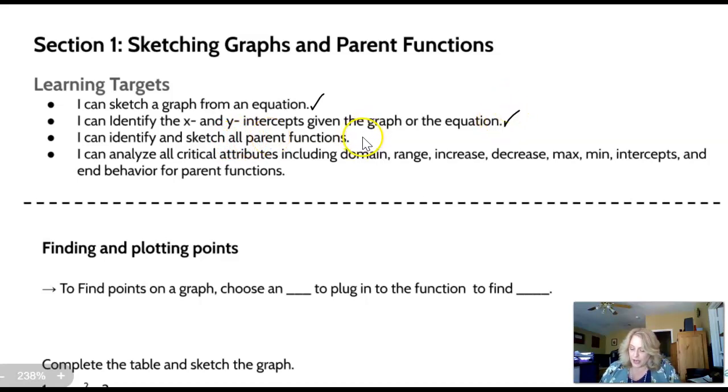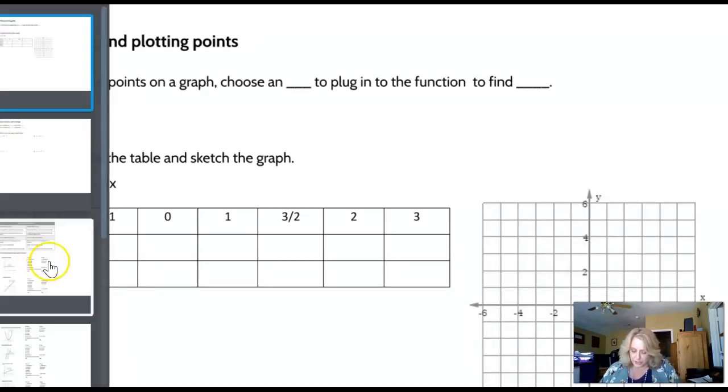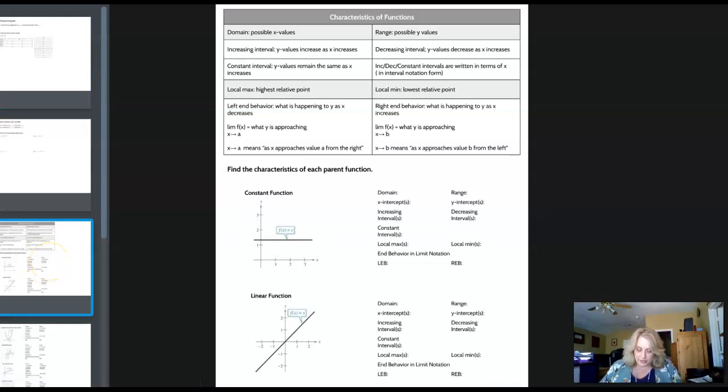Today we're going to talk about sketching parent functions and all their different characteristics, except for the greatest integer function, which I'm going to do as a separate video. This video is kind of longer than normal, so it'll help to have it broken down a little bit. All right, so finding and plotting points, we've already done. We've done x and y intercepts, so we're going to go to page 3.